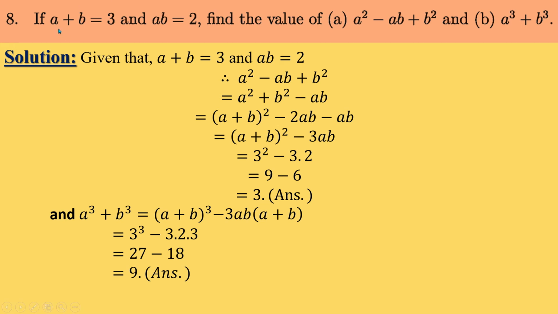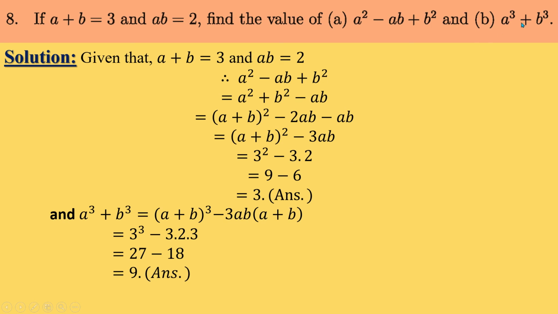As the given condition a plus b equal to 3 and ab equal to 2, we have to use here plus sign. As a result, this equal to, we can write a plus b whole square minus 2ab. This equal to a plus b whole square minus 3ab, because here is minus 2ab and here is minus ab. Now putting the value of a plus b equal to 3 and ab equal to 2, this equal to 9 minus 6. After calculating, result will be 3. This is the required answer.